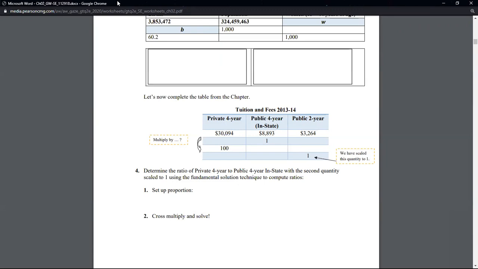They say to determine the ratio of private four-year to public four-year with the second quantity scaled to 1 using the fundamental solution technique, which is the box thing I've told us about, to compute the ratios. So what we're doing here is instead of showing the box and all that stuff, let's just do this the old school way. So they say, determine the ratio of private to public.